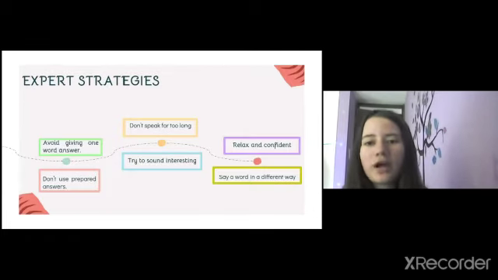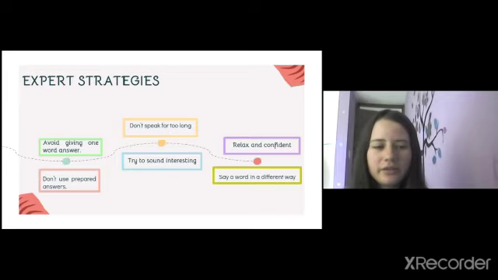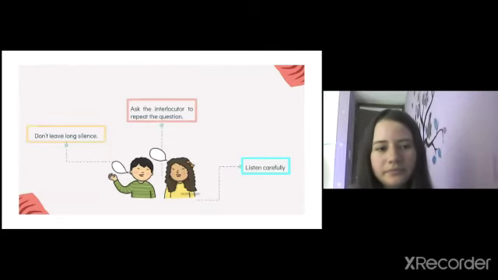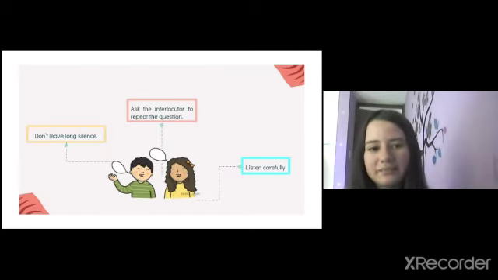Expert strategies to have better results in this part. Avoid giving one-word answers. Add some details, but don't speak for too long. Don't use prepared answers. Try to sound interested. Try to be relaxed and confident. If you don't know a word, try to say it in a different way. Don't leave long silences. If you don't understand a question, ask the interlocutor to repeat the question. And as a final strategy, listen carefully.